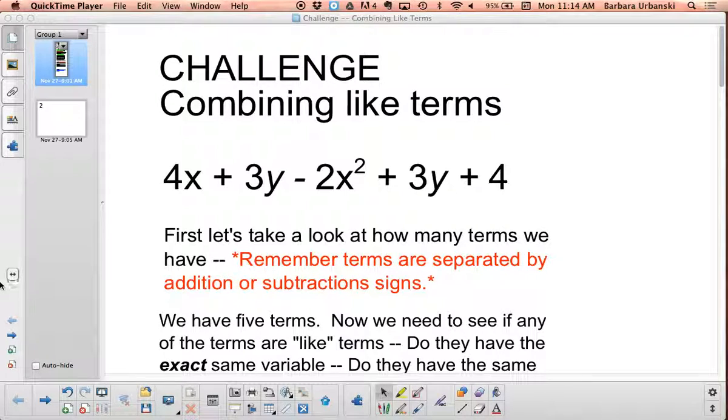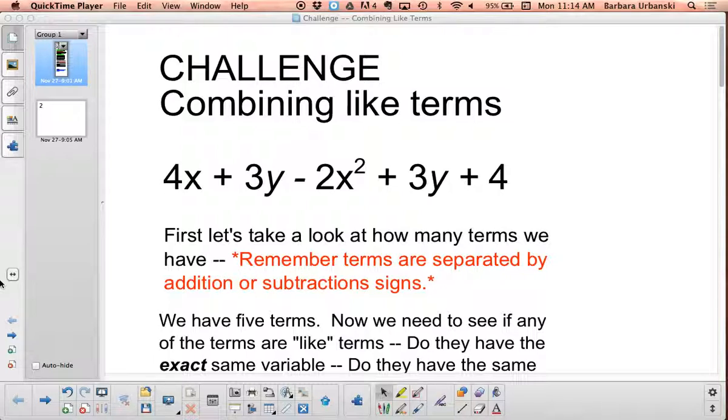Okay, what we're going to do today is combining like terms. And the first problem we have is 4x plus 3y minus 2x squared plus 3y plus 4. Looks like a big mess, but if we break it down into pieces, we'll be able to answer this problem.